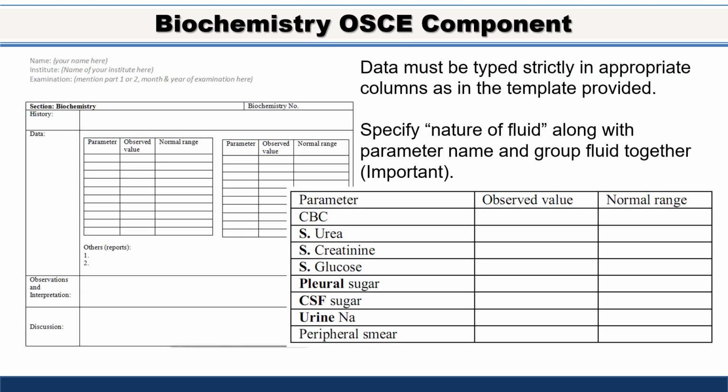The parameter that you type should be in the proper column. Its observed value and normal range, I've already stressed, must be entered, and that is important. But it's also equally important when you're putting in biochemistry to put in all similar types of parameters together. So the serum would be together, urine parameters would be together, pleural ones should be together, and it makes it more presentable and easy to interpret.